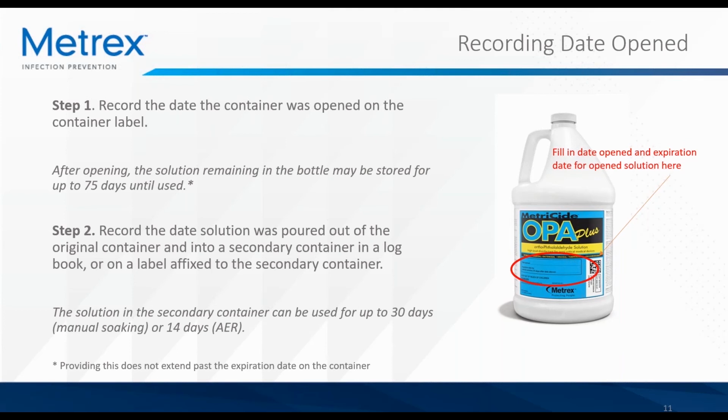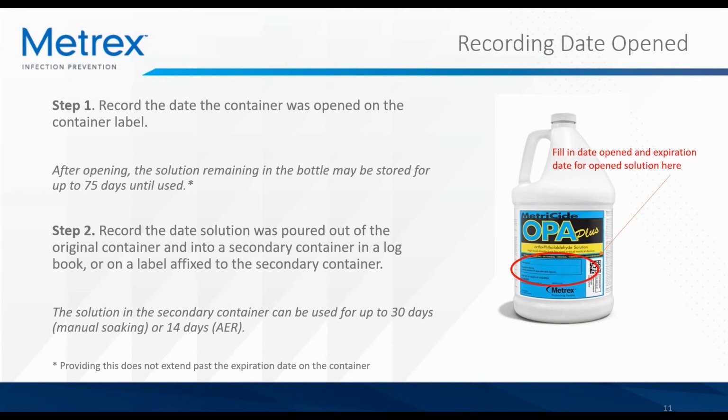Step 2 is to record the date the solution was poured out of the original container into a secondary container. You'll want to record this date in a logbook or on a label affixed to the secondary container. To reiterate reuse periods again, once a solution is poured into a gas station or a soaking bin for manual soaking, the solution has a maximum of up to 30 days of reuse.